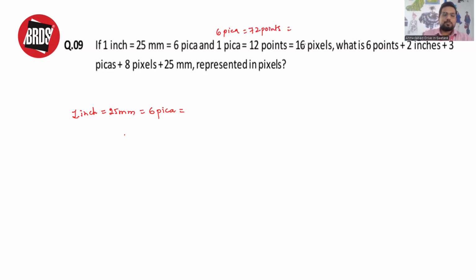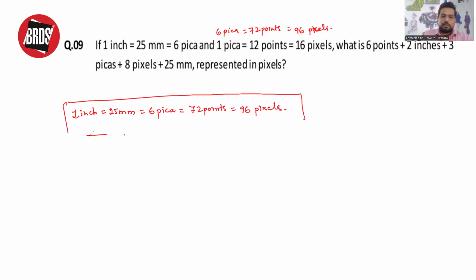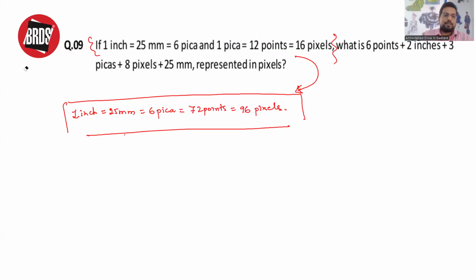Similarly, this would also be multiplied by 6 and would become 96 pixels. So let's write down that one: 72 points equals 96 pixels. Now we have created this information with the help of the detail given over here. Now I have to put in the values accordingly to get the answer for this one. They have given me 6 points, and we have to get the answer in the form of pixels, so I will directly convert the points into pixels, inches into pixels, picas into pixels, and we'll get the answer with the help of that. So let's do this.